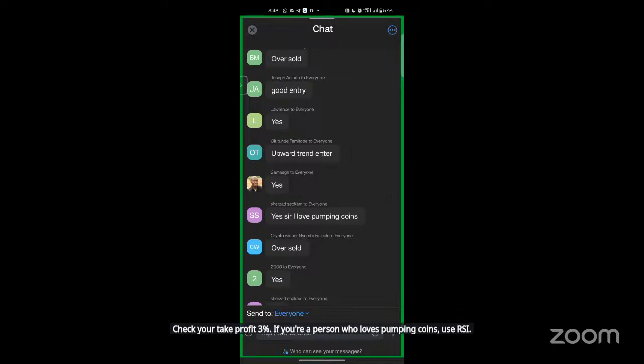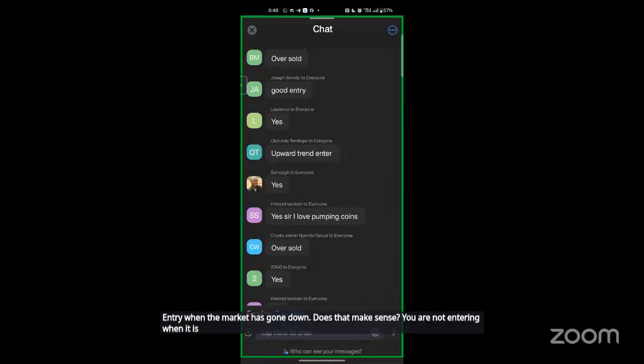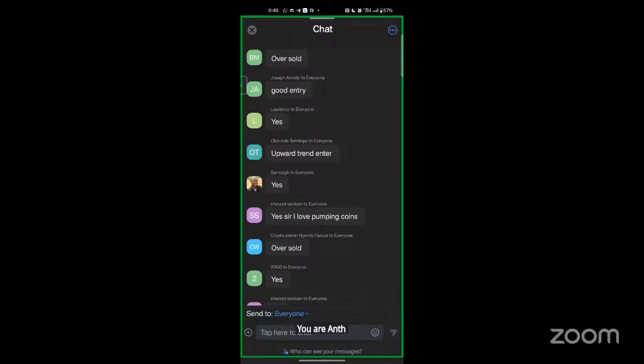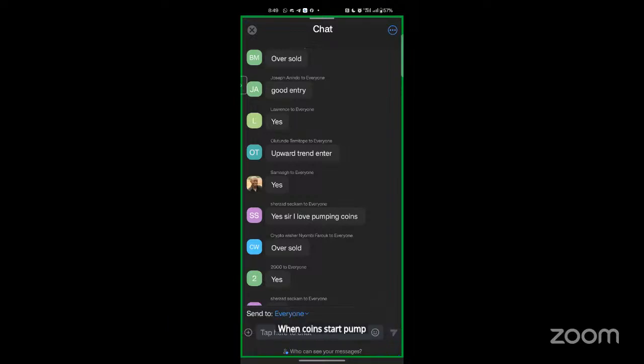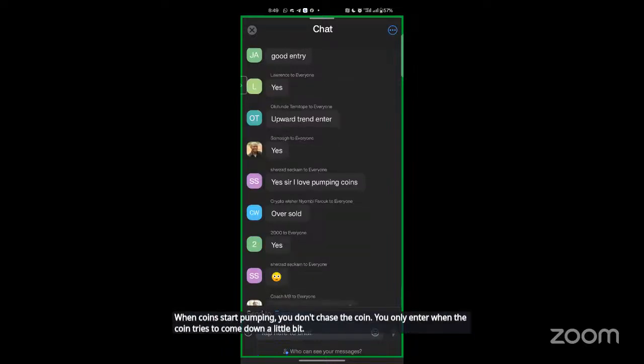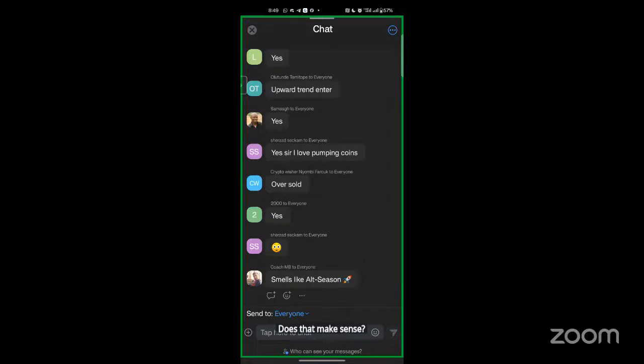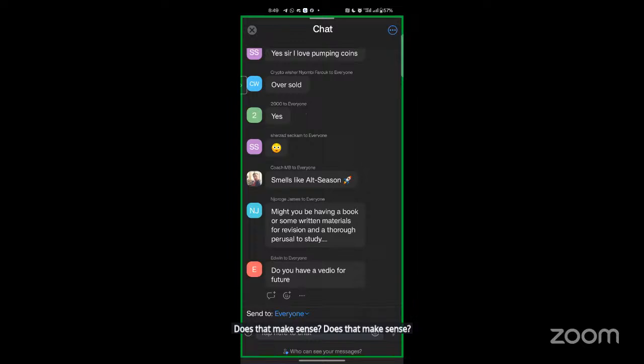You enter when the market has gone down. Does that make sense? You are not entering when it is pumping with you. You are entering whenever people sell and the coin makes a retracement. That is going to apply when coins start pumping. When coins start pumping, you don't chase the coin. You only enter when the coin tries to come down a little bit. Does that make sense?